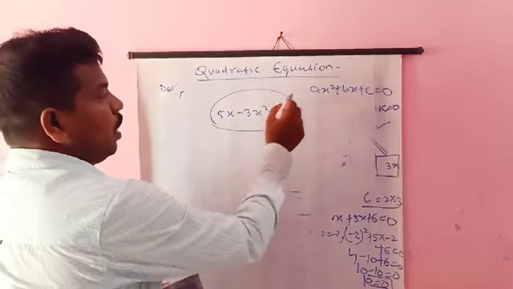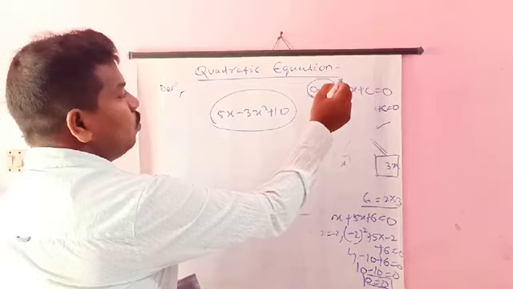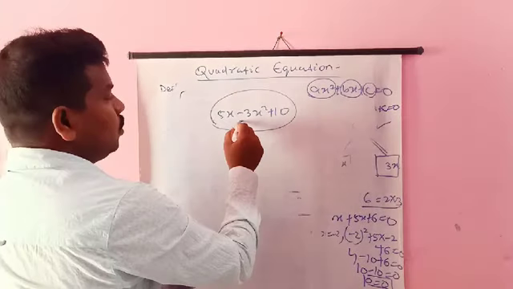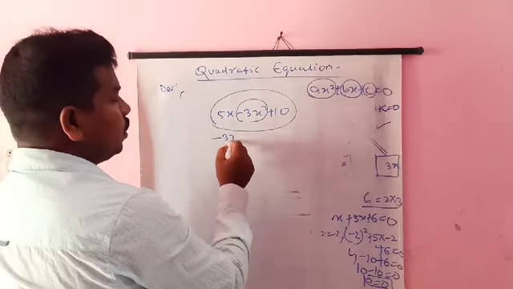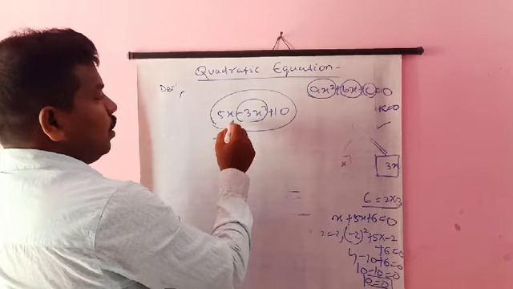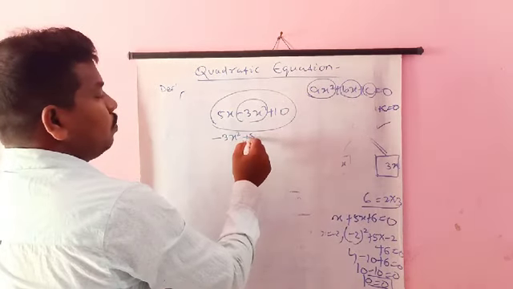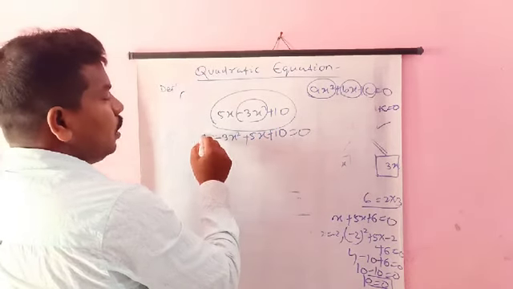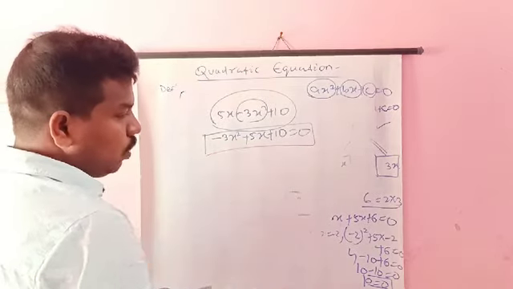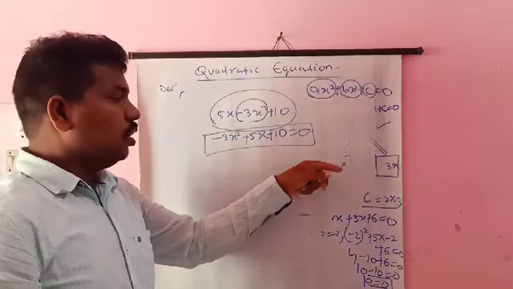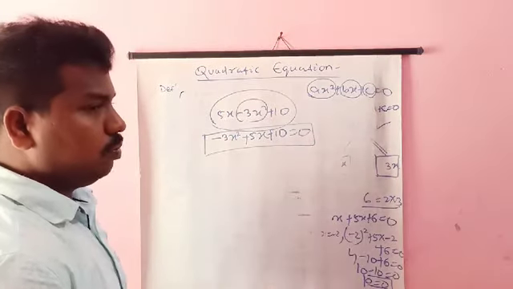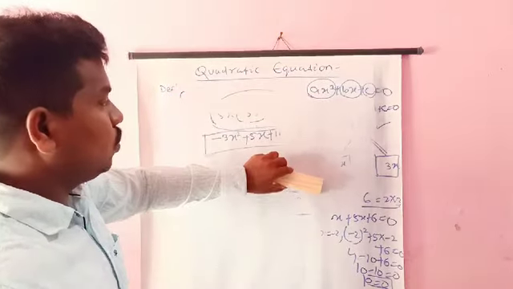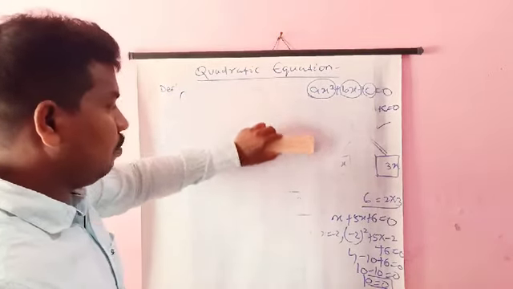Standard form means first we write the variable of degree 2, then the variable of degree 1, then the constant term. So here first write minus 3x square, then the variable of degree 1, that is plus 5x, next we write the constant term plus 10 equal to 0. So this is the standard form of the quadratic equation. Now we continue a similar process as in the previous example to find the solution by factorization method.